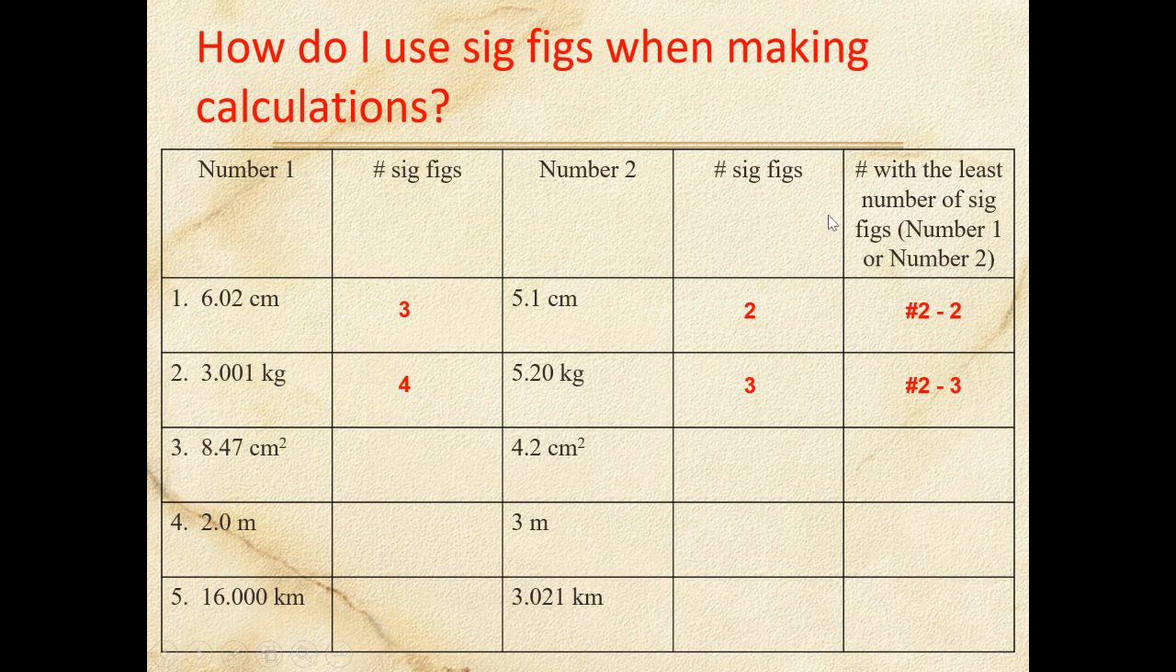The number with the least sig figs in that one is number 2, which is 3. So this one has 3 sig figs, this one has 2 sig figs. So the second value, number 2 right here, 4.2, would be what we used as our value, and that would be 2 sig figs. 2 meters, 2.0 meters has 2 sig figs. 3 meters has 1 sig fig. And in that one, we're also going to take the second number, which only has 1 significant figure.